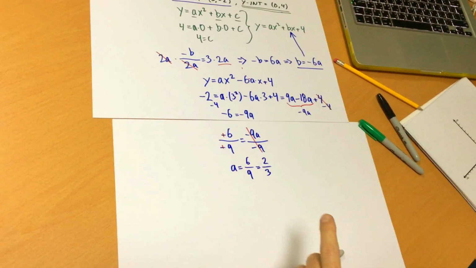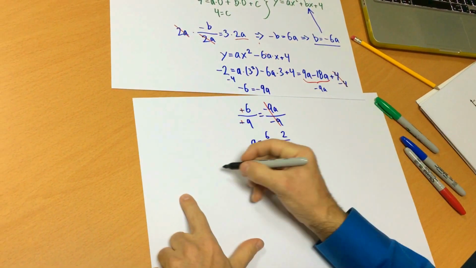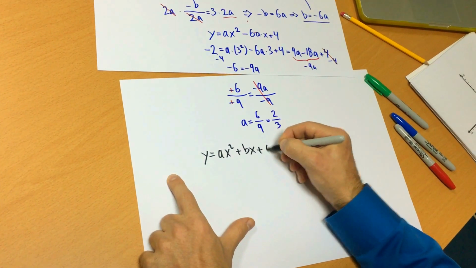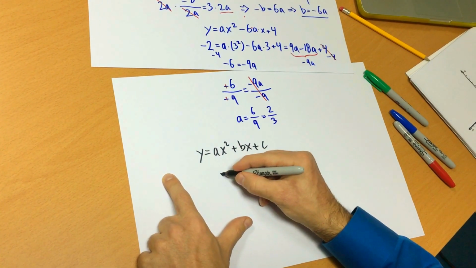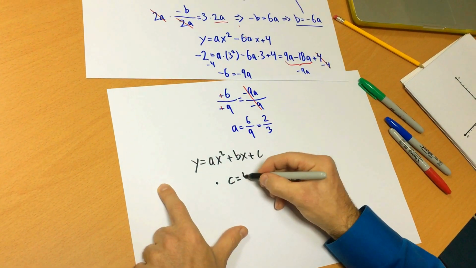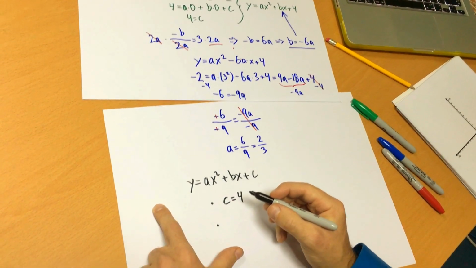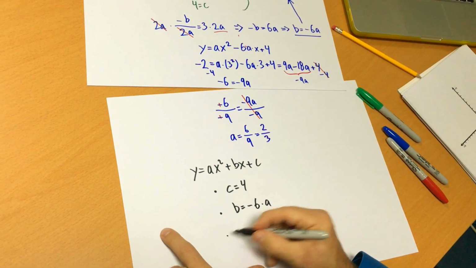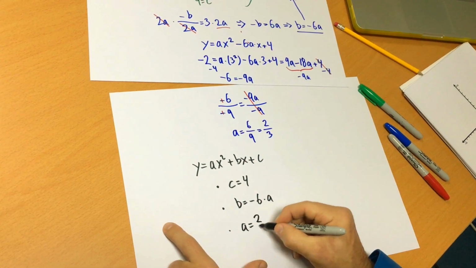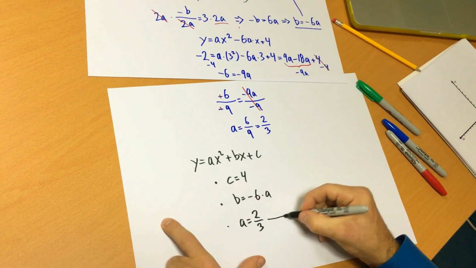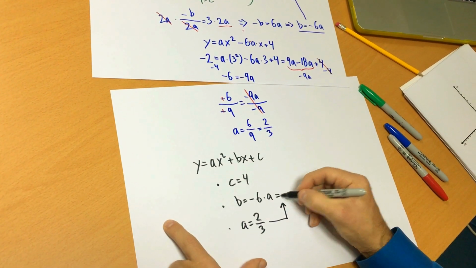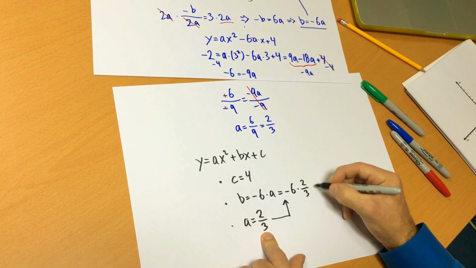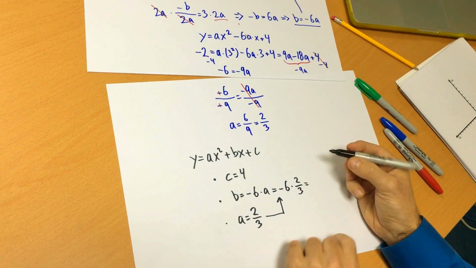So to conclude this little exercise, I had that y is equal to ax squared plus bx plus c. I got, number 1, c equal to 4. And then I deduced that b was equal to negative 6 times a. I used that to find a is equal to 2 over 3. So if I insert that into my b here, I get negative 6 times a. Well, a is 2 over 3. So 2 over 3. And now we can simplify this again.